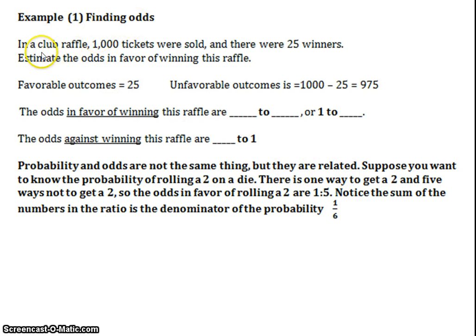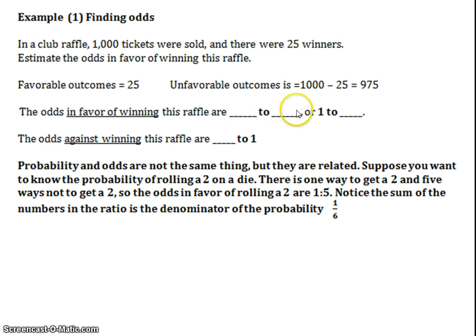Example 1, finding odds. In a club raffle, 1,000 tickets are sold, and there are 25 winners. Estimate the odds in favor of winning this raffle. Favorable outcomes are 25. Unfavorable outcomes is 1,000 minus 25, or 975 outcomes are unfavorable.